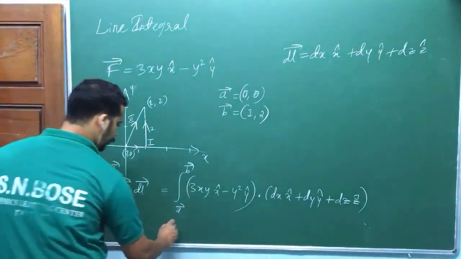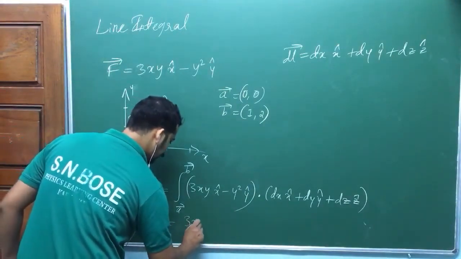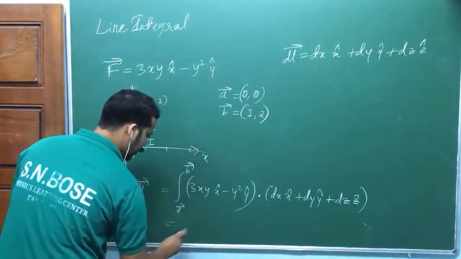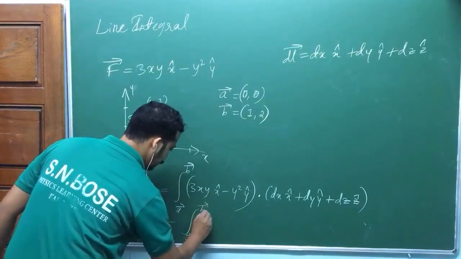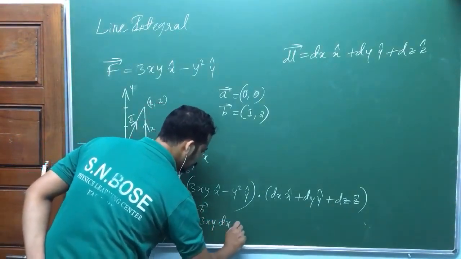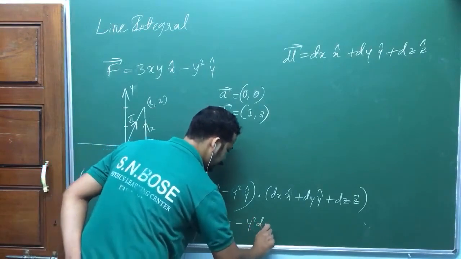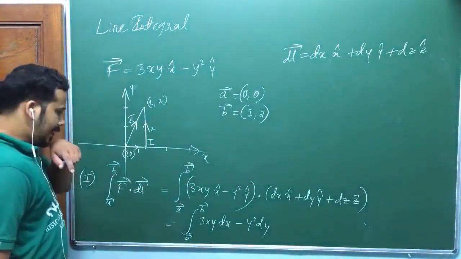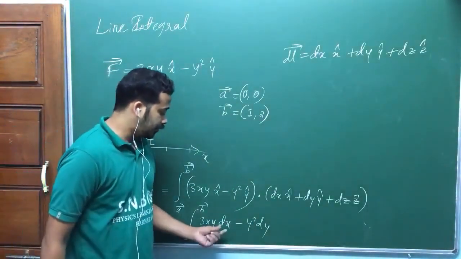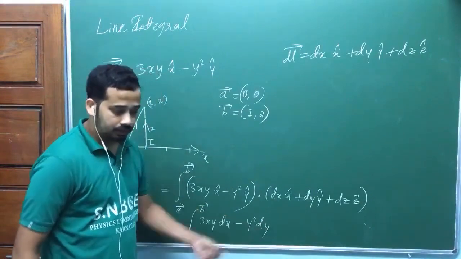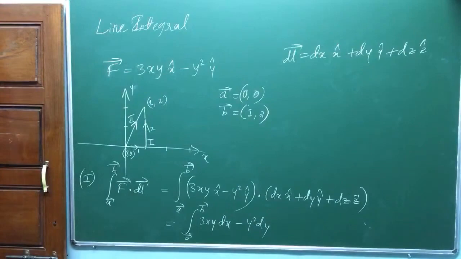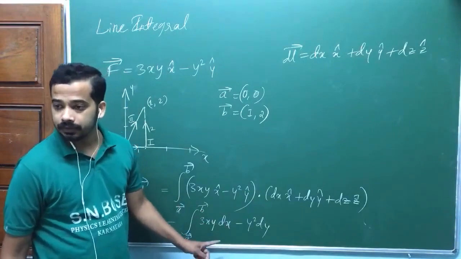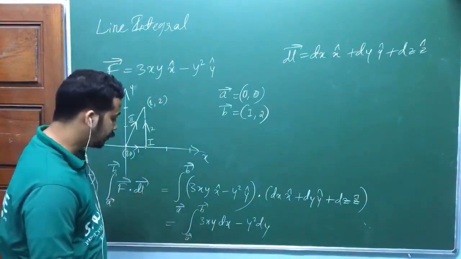Yes, that's equal to the integral from A to B of 3xy dx minus y square dy, since x cap dot x cap and y cap dot y cap give 1, isn't it? Now look here, you have two variables, dx and dy. So how do you deal with this one? This integral cannot be done unless you specify the path, okay?